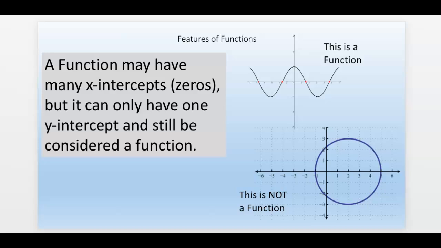Now, a function may have many x-intercepts. It may have many zeros. This is like a sine wave. It hits the x-axis a whole bunch of times. But it can only have one y-intercept, or else it's not a function, because the y-axis is a vertical line. And if it hits that curve in more than one place, it's not a function. Okay, it can only have one y-intercept and still be considered a function.